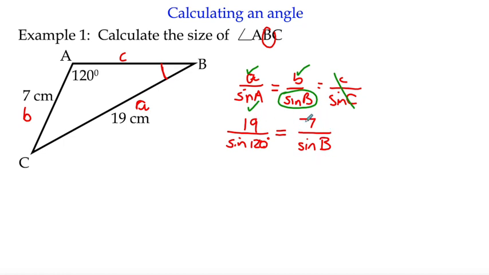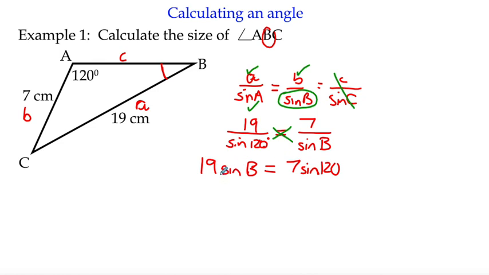We could cross multiply the whole thing. With the angles we tended not to, because we could bring one of the angles up to the other side. But I think in this case we're going to do it because the thing we're looking for is on the bottom of the fraction. So I'm going to completely cross multiply. So you've got 19 times the sine of B is equal to 7 multiplied by the sine of 120.